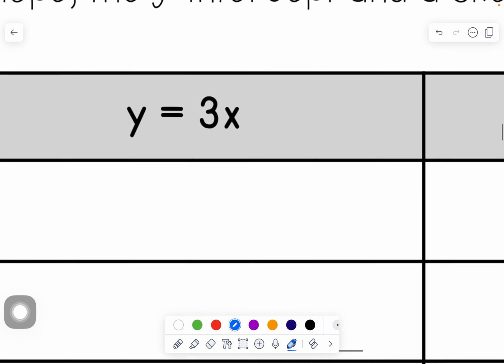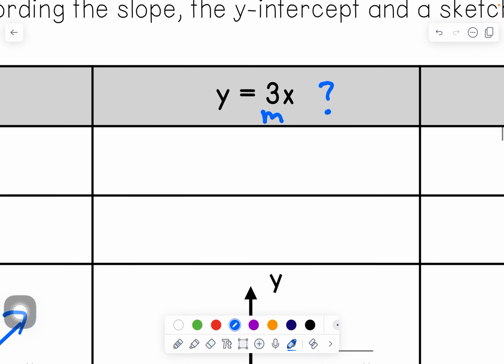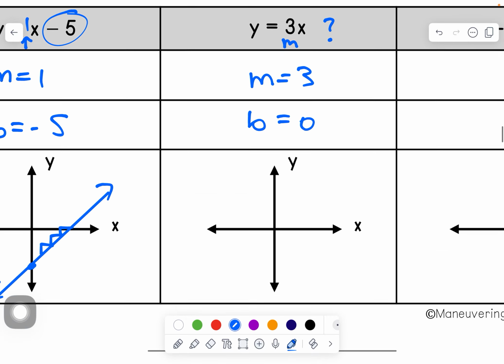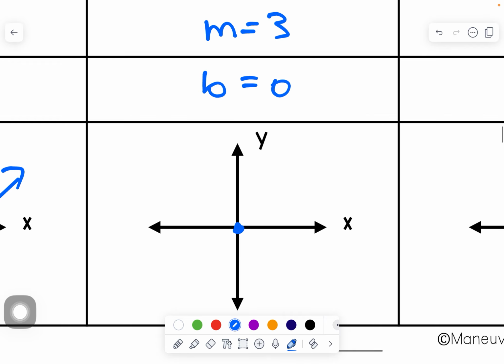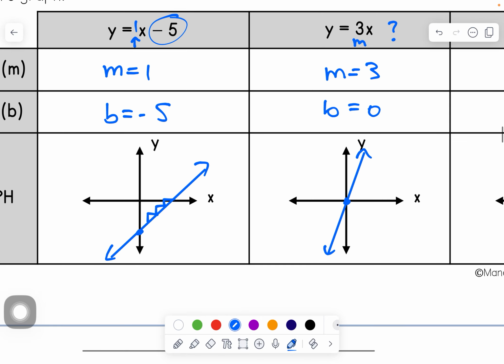Next up here, I have an m. But wait, there's no b value, which means it would be 0. So my m is 3, my b is 0. I need to make sure now that my landmark is the origin, and my m is 3, so it's going to be steeper. It should look steeper than the last line, because 3 is a bigger number than 1. So notice how this line here looks a little bit steeper than the first line.